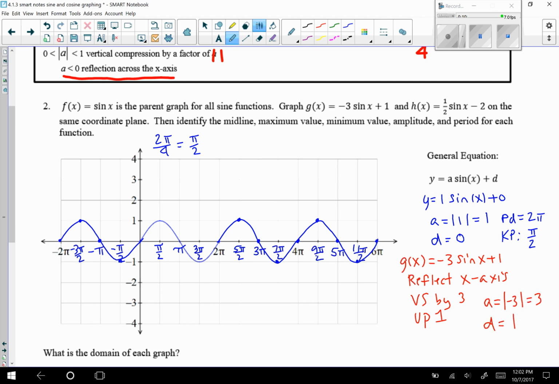1. So you don't always have to graph all the transformations now that we've been doing them, so if you don't need to do that, you don't have to, but I'm just going to start off by graphing the transformations, and then later on we'll just look at the amplitude and midline to kind of help us.